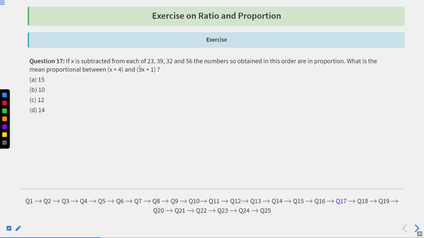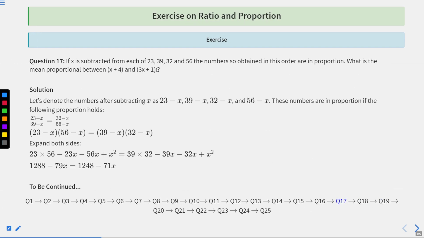If x is subtracted from each of 23, 39, 32 and 56, the numbers obtained are in proportion. Then what is the mean proportional between these two numbers, x plus 4 and 3x plus 1? So again, this is very much similar to what we did till now. After subtracting x, we will get 23 minus x, 39 minus x, 32 minus x and 56 minus x. And now these numbers are in proportion.